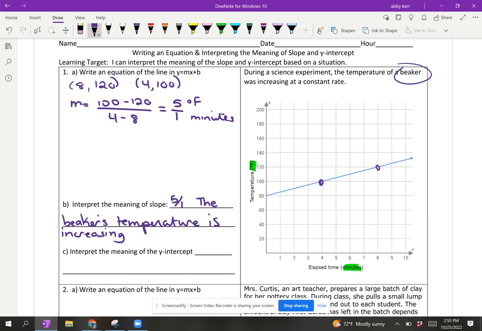And then this is where we start using the numbers. So the number 5 is increasing 5. And then we said it was degrees Fahrenheit, every, and then we're using the x value, every 1 minute.